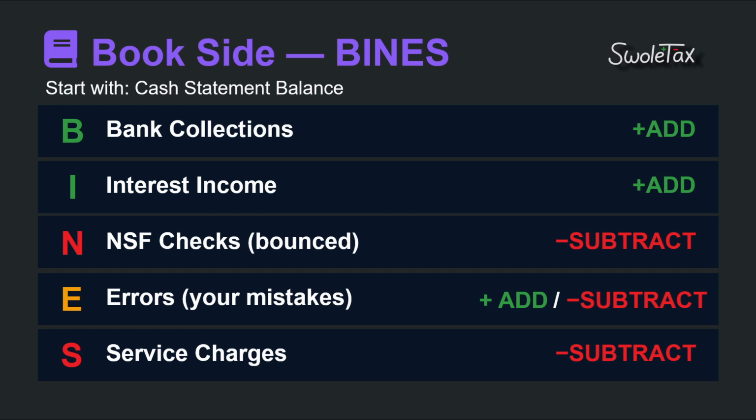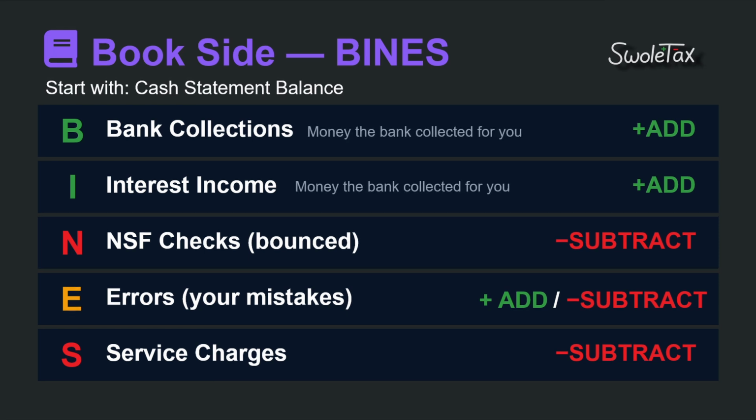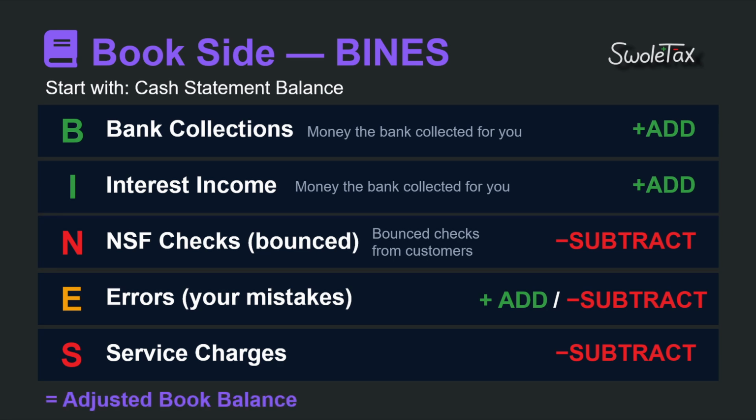Now the book side. Start with your cash balance. Add bank collections and interest income, money the bank collected for you. Subtract NSF checks, that's bounced checks from the customers. Subtract service charges, adjust for any book errors, and that's your adjusted book balance.